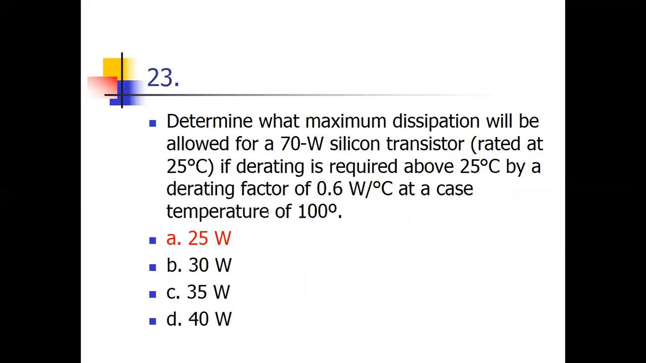Determine what maximum dissipation will be allowed for 70 watt silicon transistors rated at 25 degrees centigrade if derating is required above 25 degrees centigrade by a derating factor at a case temperature. Such numericals are formula based numericals. They want power dissipation, and the derating factor is there.